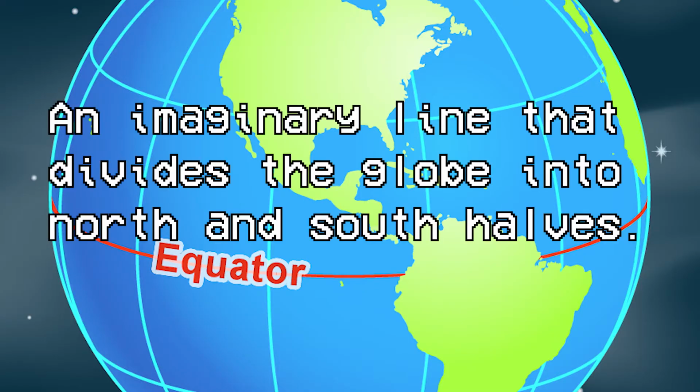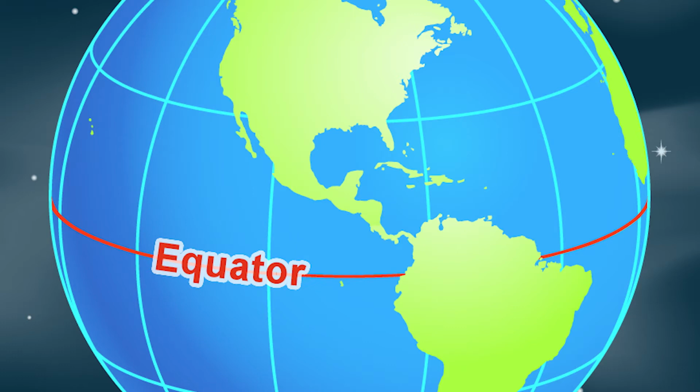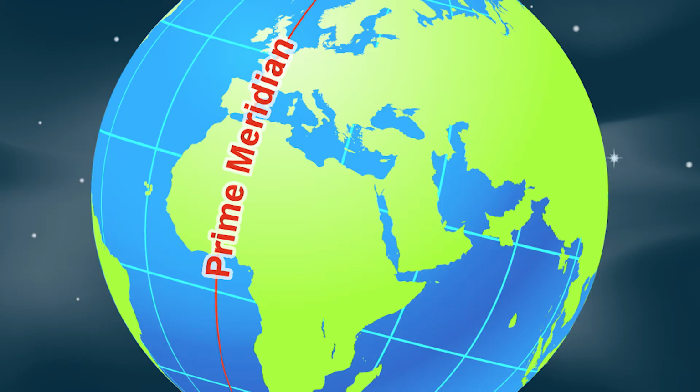So in the middle of the Earth, you have a line of latitude that's called the equator, which is an imaginary line that divides the world into north and south halves. That line runs from the North Pole all the way down to the South Pole and all the way back around. Similarly, you have a line of longitude that's called the prime meridian.